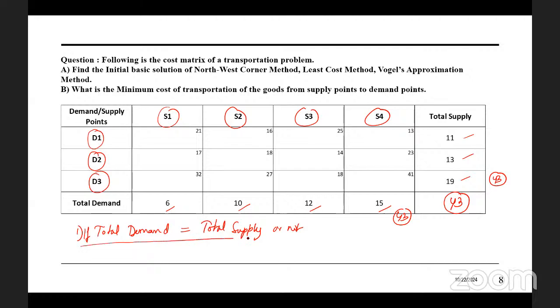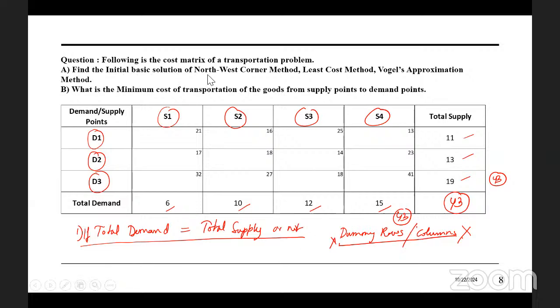This is a very basic and important condition that we need to satisfy before we proceed with the transportation problem. If it is not so, then we need to add dummy rows or dummy columns based upon the situation. So here we do not need to do anything like this. So we'll proceed with the problem.